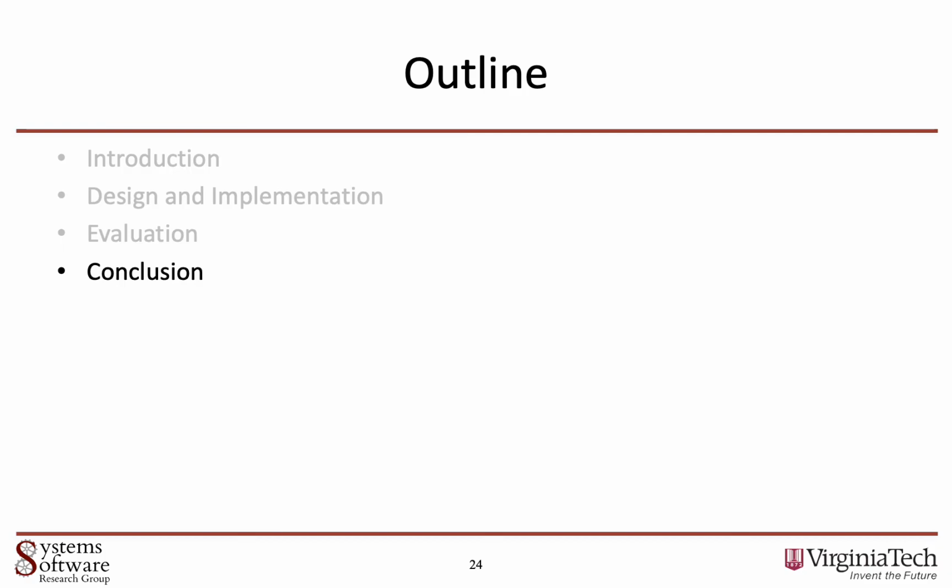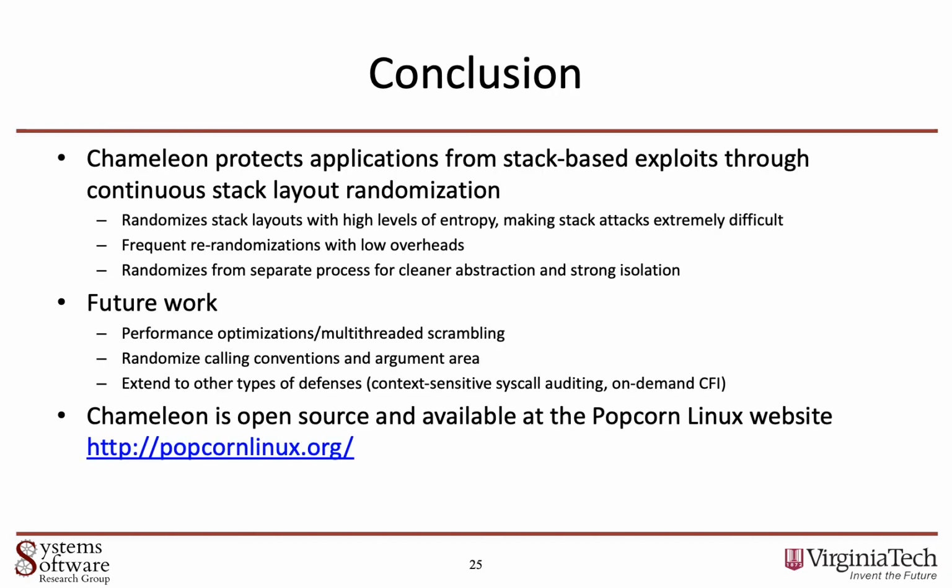Finally, let's conclude the talk. Chameleon is able to protect applications from stack-based exploits through continuous stack layout randomization. Chameleon randomizes stack layouts with high levels of entropy, making stack attacks extremely difficult. It's able to frequently re-randomize the target application with low overheads, and randomizes the target from an entirely separate process, which provides a cleaner abstraction and strong isolation between Chameleon and the target.